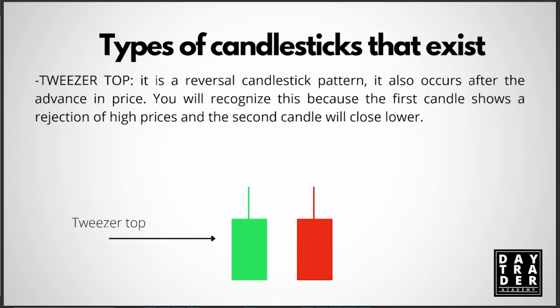The tweezer top. A tweezer topping pattern occurs when the highs of two candlesticks occur at almost exactly the same level following an advance. Tweezers are more meaningful as part of other trends, especially pullbacks.